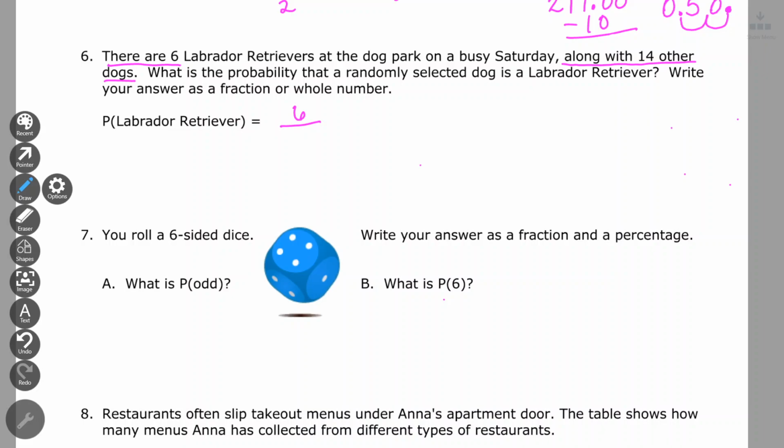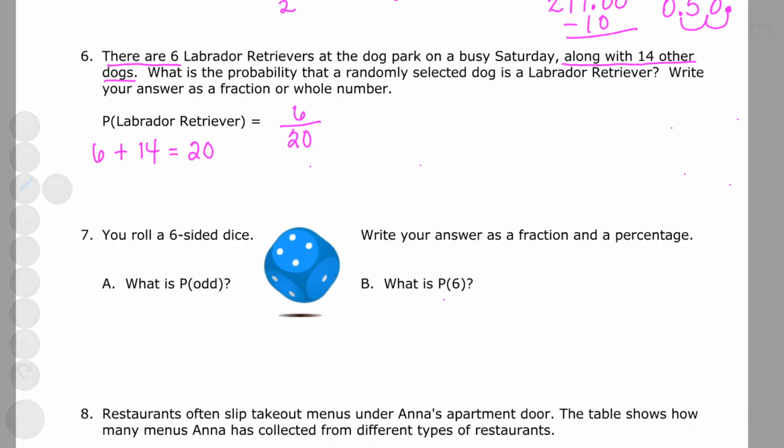But now the denominator has to be the total number of dogs. Well, if there are 6 labs plus 14 other dogs, then that means there are a total of 20 dogs. Now the 20 dogs has to go in the denominator spot. So you would not put 14 in the denominator spot because that's the other dogs, but the total is what goes in the denominator, okay? So 6 out of 20.